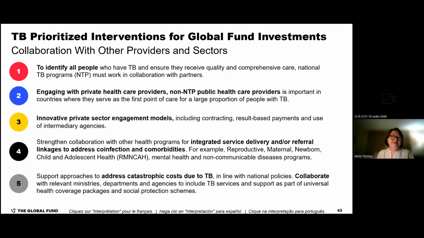Within health programs, there are opportunities to collaborate to improve TB case finding, especially related to mental health and non-communicable diseases, for example diabetes, smoking, and alcohol, because these are all also risk groups for TB. And also outside of the health program sector, can we work with ministries and departments involved in social health insurance and social health protection schemes, so that we are able to address the catastrophic costs due to TB faced by many patients? Next, please.